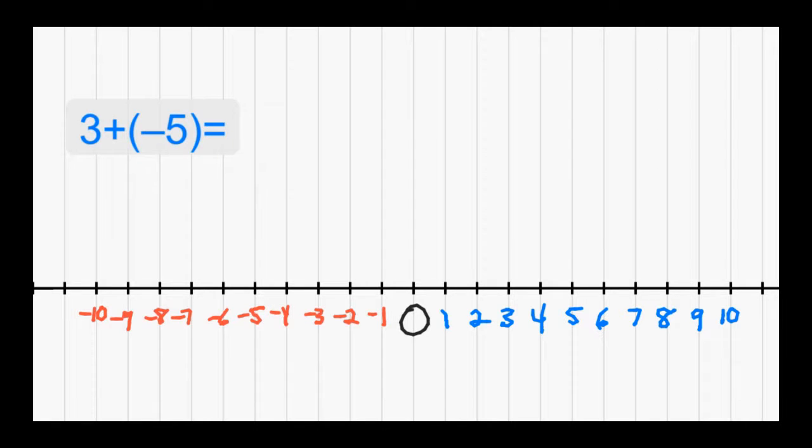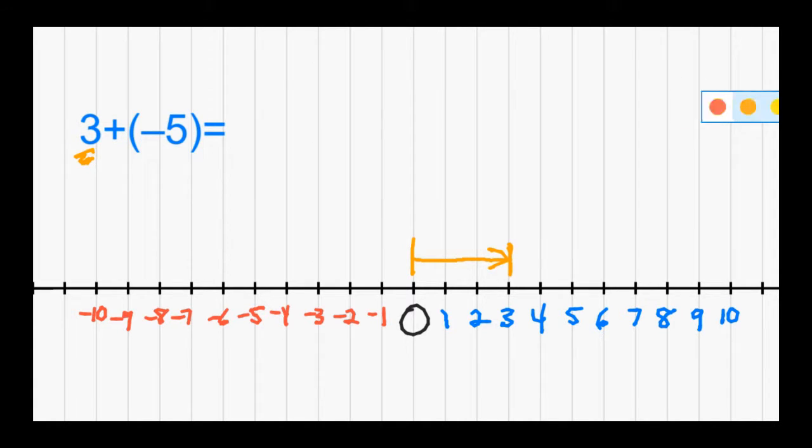So now we need to model this problem: 3 plus a negative 5. Just like our first one, we're going to model positive 3. We start our line at 0, and we count 3 spaces to the right: 1, 2, 3. So we successfully stopped at positive 3.